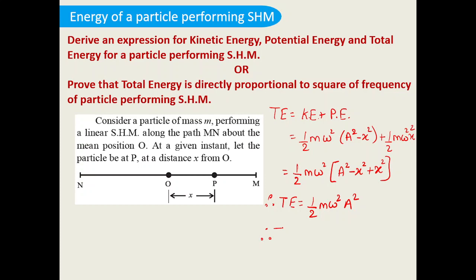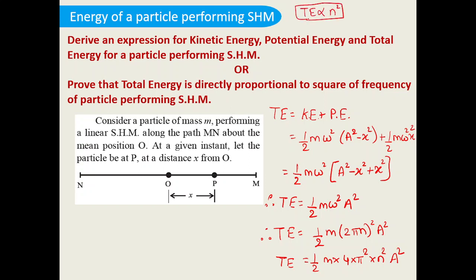You can write the value of omega as 2 pi n. So this is equal to half m (2 pi n) square a square, which is half m into 4 into pi square into n square into a square. So this is the value of total energy. In this case, you can say total energy is directly proportional to n square, the square of the frequency.